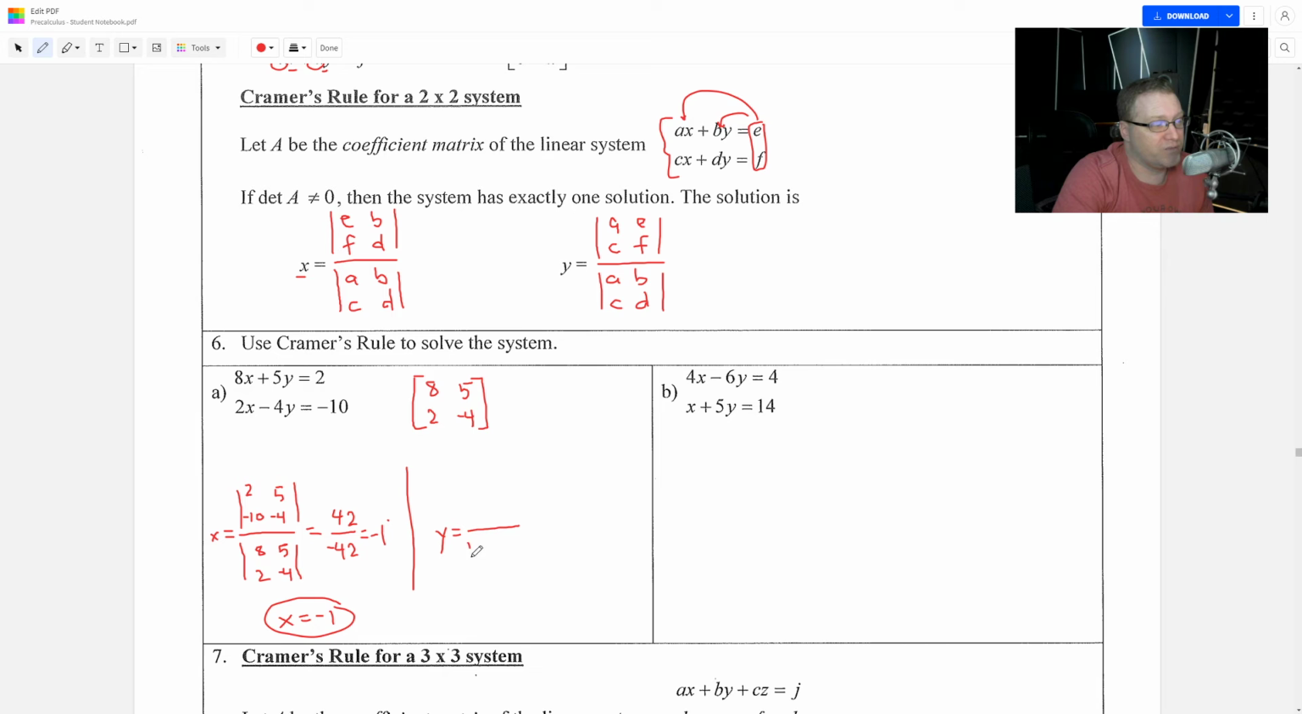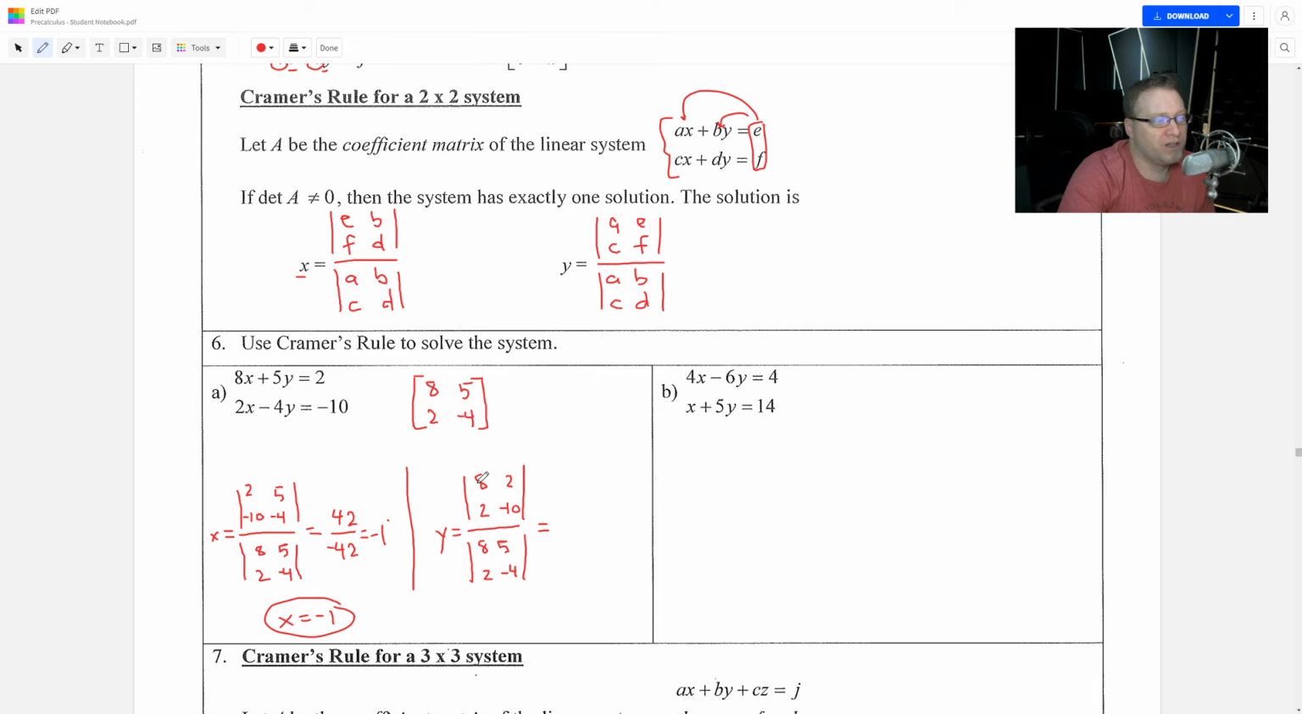Again, on the bottom, we put our coefficient matrix, which is 8, 5, 2, negative 4. And then on the top, we're going to write the coefficient matrix again, but we're going to take out the y section, which is this part, 5, negative 4, and we're going to put in the answers. So 2, negative 10. So it's going to be 8 over 2, and then we have 2 and negative 10. And that's all we have to do.